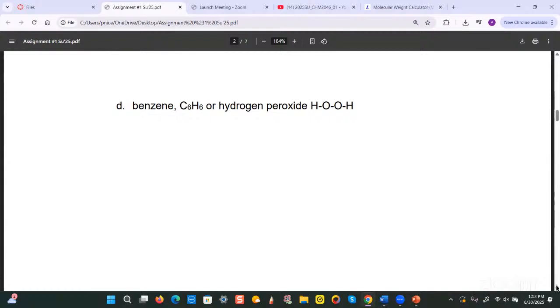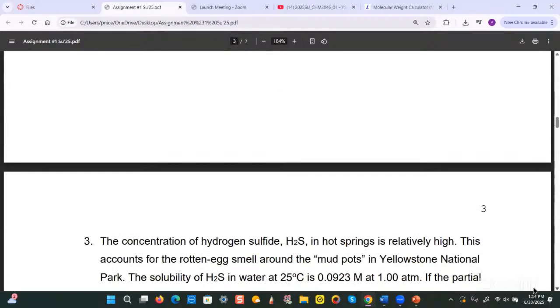Benzene or hydrogen peroxide, which would you expect to be more soluble in water? Hydrogen peroxide is indeed correct. Okay. I think that's all we can do for now as far as the assignment is concerned.